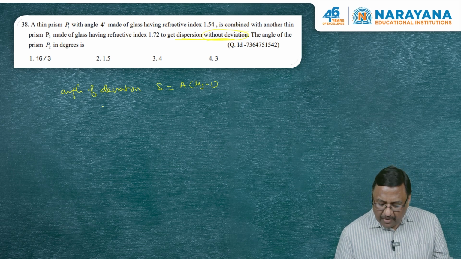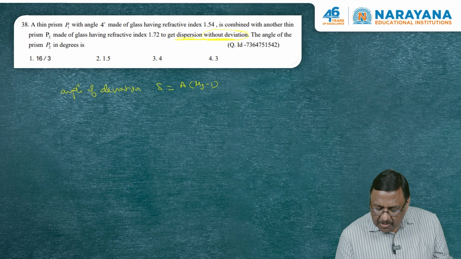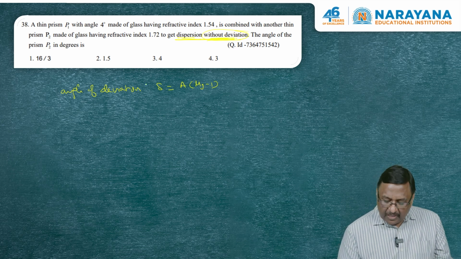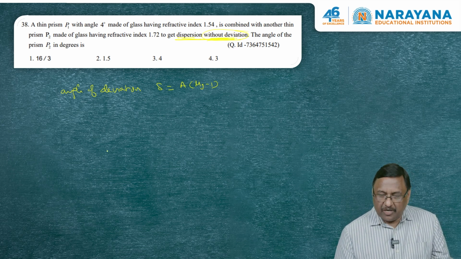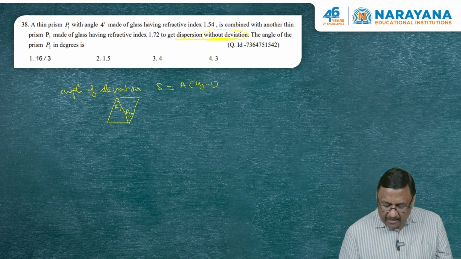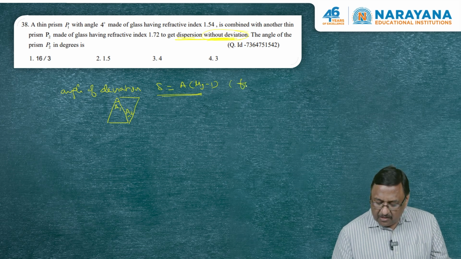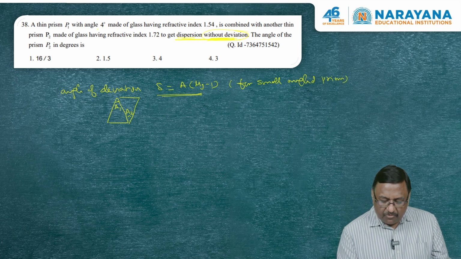If delta is written in this manner, if you say there is dispersion without deviation, that means two prisms should be kept in the inverted manner. If I keep one prism in this manner and I keep another prism in this manner, let me say this has got some prism angle A1, let me call this angle as A2. As prism angles are small, this formula is applicable. So delta is A into mu minus 1. This is what we write for a small angled prism. It is given to be 4° only.